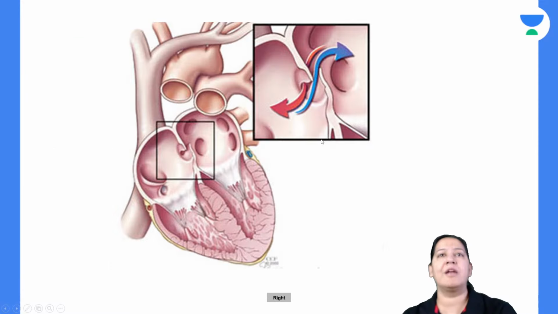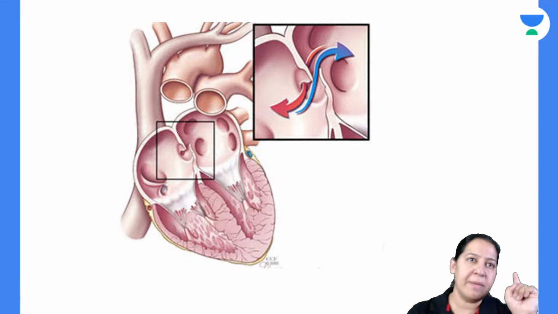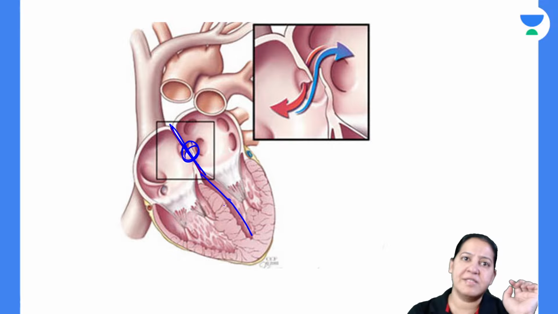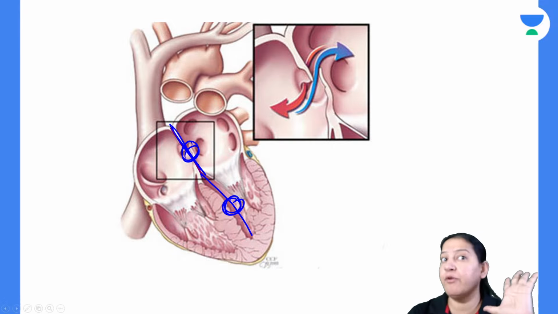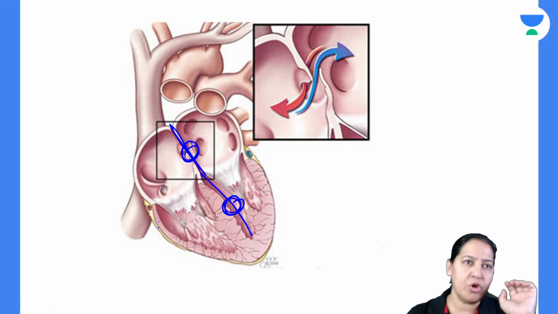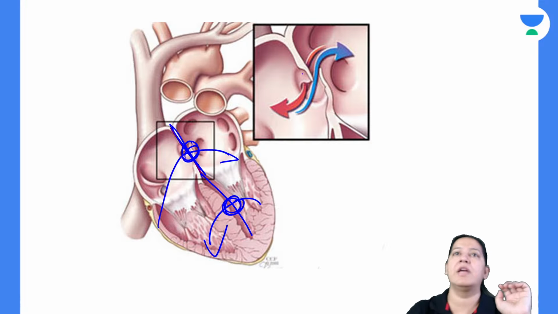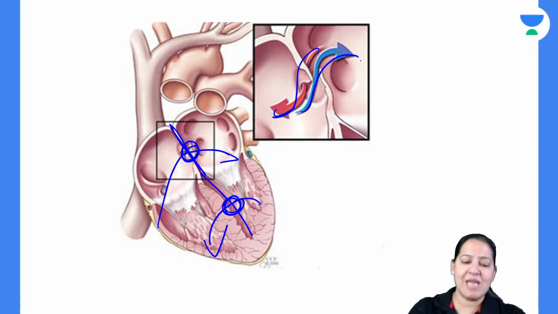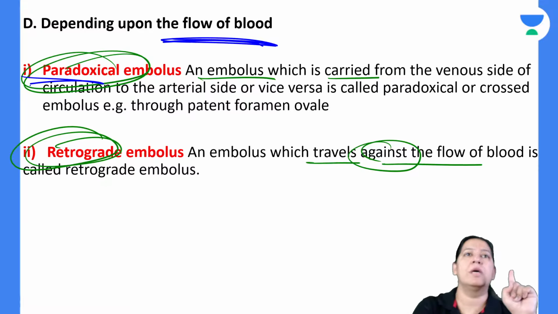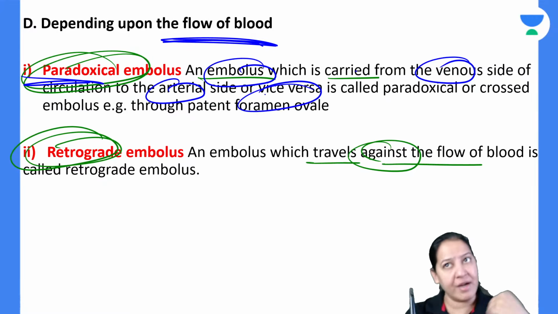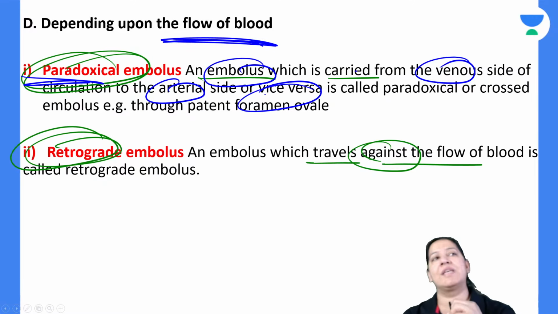So in the heart, let me show you a heart. There is the foramen ovale. Can you see this is the interatrial septum? In the interatrial septum, or in the interventricular septum, if there is a foramen, a patent foramen ovale, then the arterial thrombus can move to the venous side, or the venous thrombus can move to the arterial side. You can see, so this embolus is known as a paradoxical embolus. So an embolus which is carried from the venous circulation to the arterial, or vice versa, from the arterial to venous, is known as a paradoxical embolus.